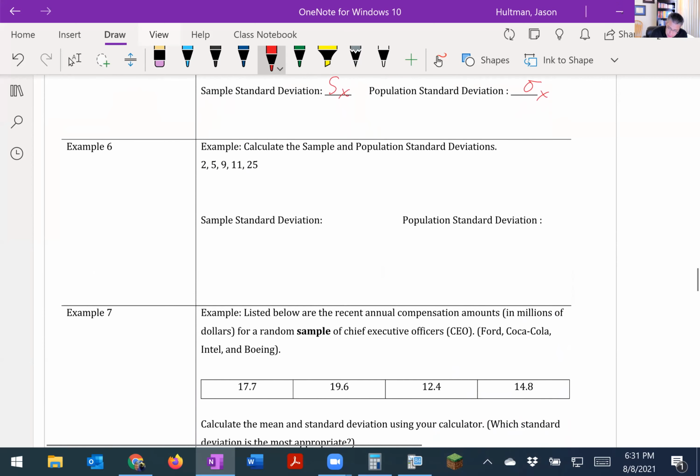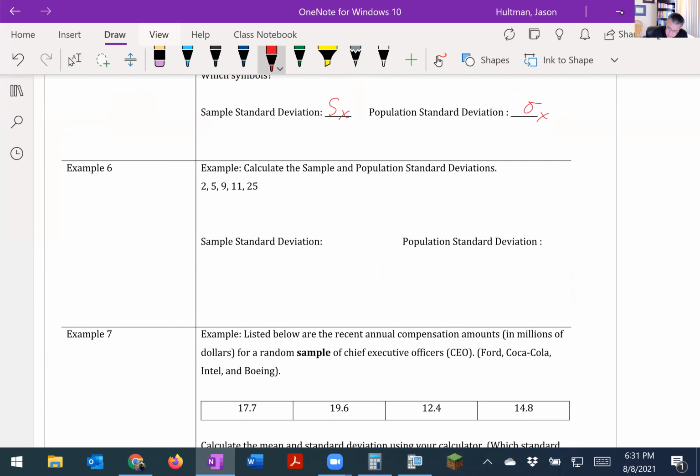Example 6 says calculate the sample and population standard deviations. Okay, 2, 5, 9, 11, and 25. So let me show you how you do this on both the calculator and on StatCrunch. So this is 2, 5, 9, 11, and 25. Let me make note of that.